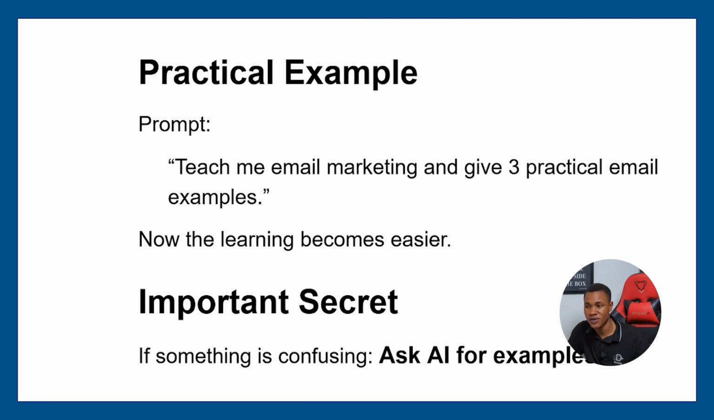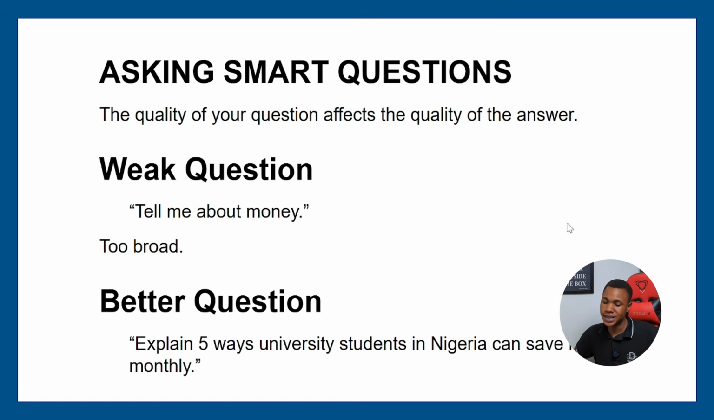Is that okay? So if you were writing something and it's confusing, like that poem we're writing, if the poem is confusing to me and I don't understand it, I can tell it, give me a good example of a prompt, and it will give me. Then I will tell it, write me a prompt based on that example, following that example, and it will do that for me. Asking AI smart questions is also very good.